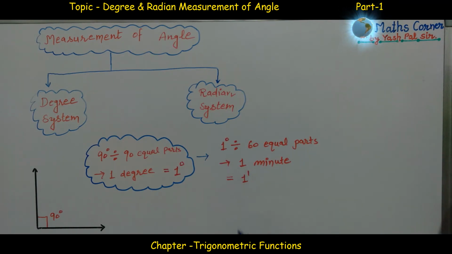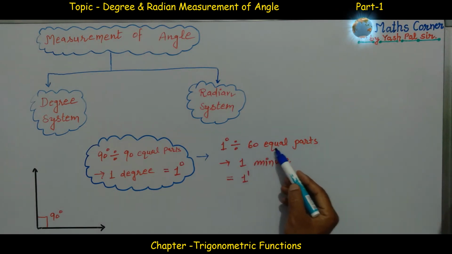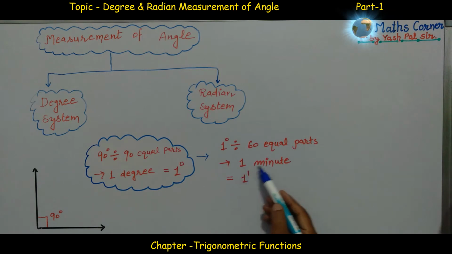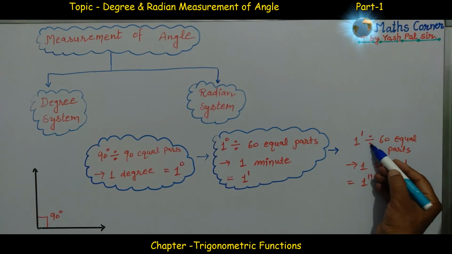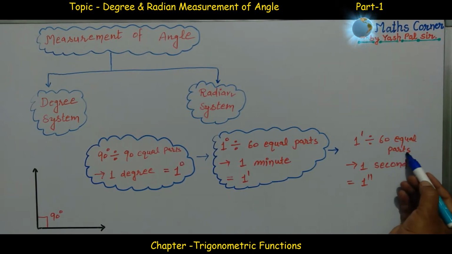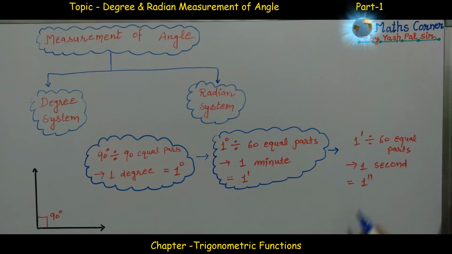This is written like this. So 1 degree divided by 60 equal parts becomes 1 minute, and this is written 1 minute. Next, when this 1 minute is again divided into 60 equal parts, then this is called 1 second, and this is denoted by double dash, 1 second.